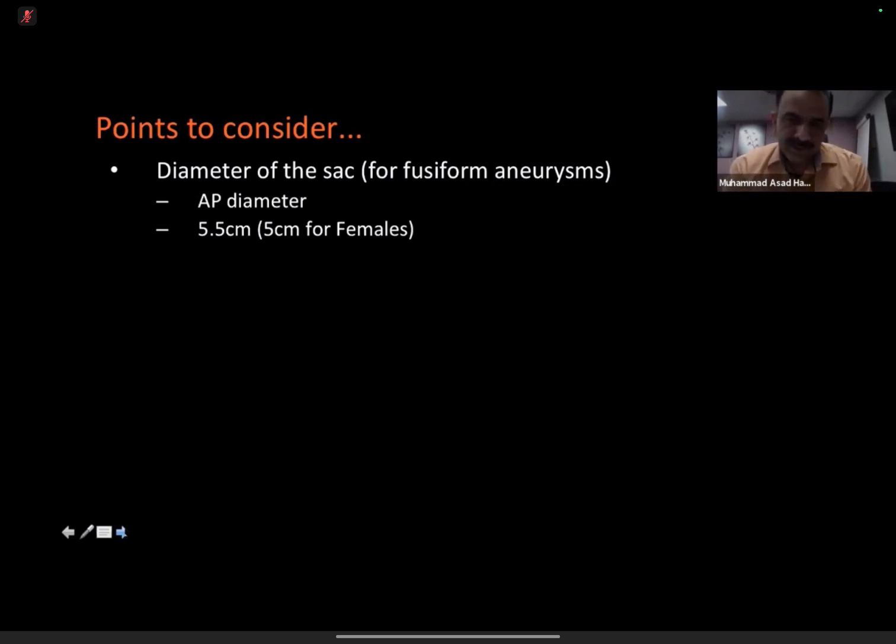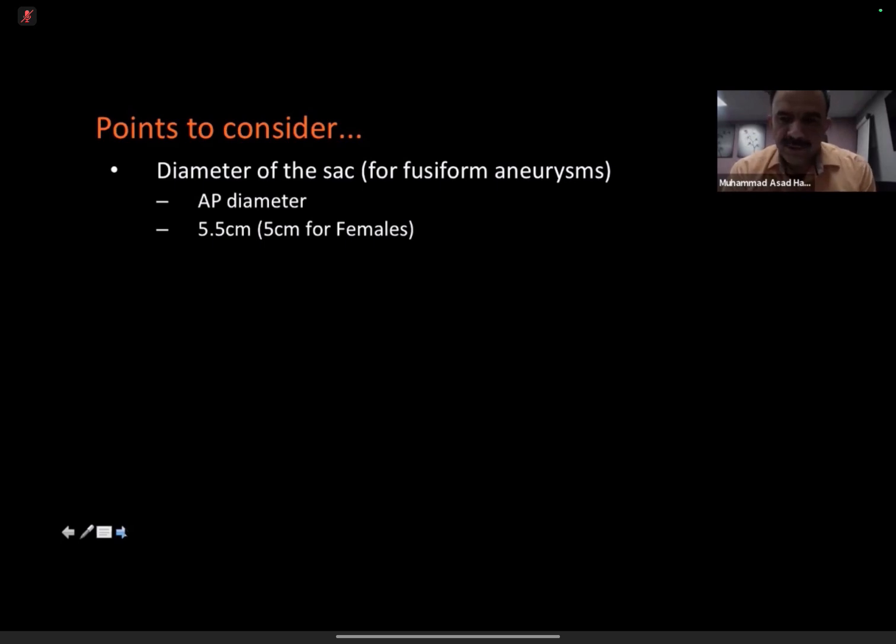So if they become larger than this size, then there is increased risk of rupture. The current vascular society recommendation is that once they have approached this size, they should be considered for intervention, which could be surgery or endovascular aortic aneurysm repair. It all depends upon the patient's status and age. And remember that these diameter dimensions are basically for fusiform aneurysms.